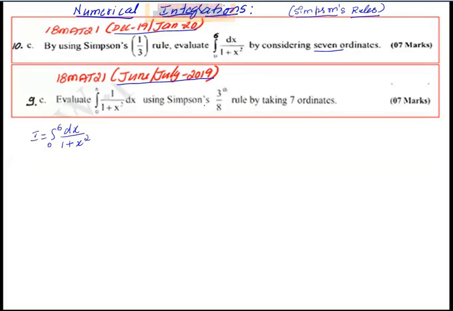Okay. But you are going to use a different formula, that is the 3 by 8th rule here. Okay, by taking the same ordinates, that is 7 ordinates. So here n is equal to 6. Since number of ordinates are 7, the number of parts is 7 minus 1, equal to 6. And the h value is b minus a divided by n. The value of b is 6 and a is 0. So 6 minus 0 divided by 6 gives you 1.